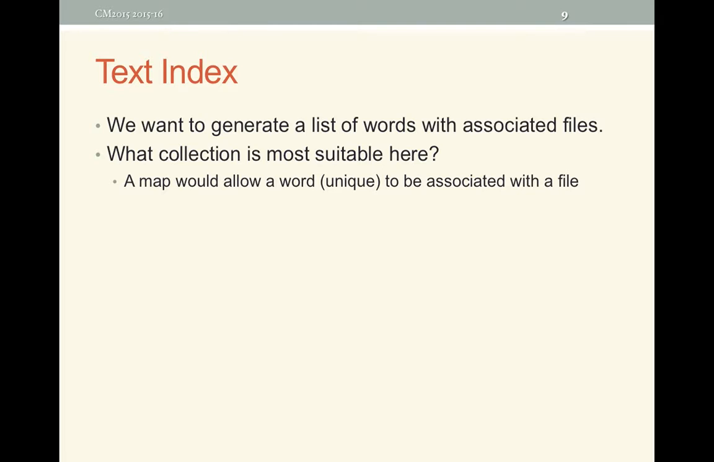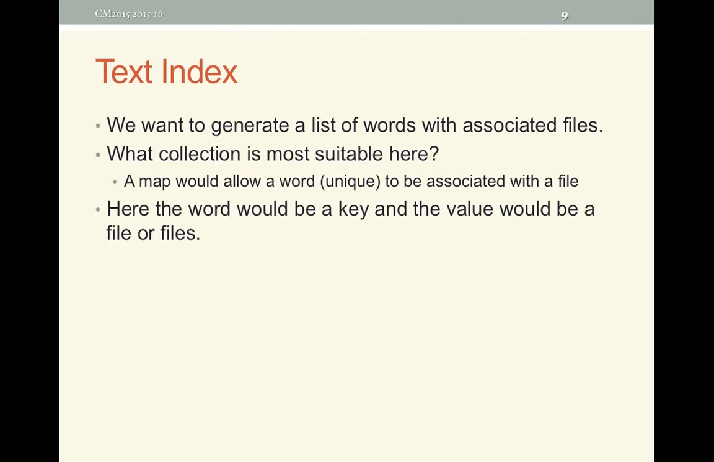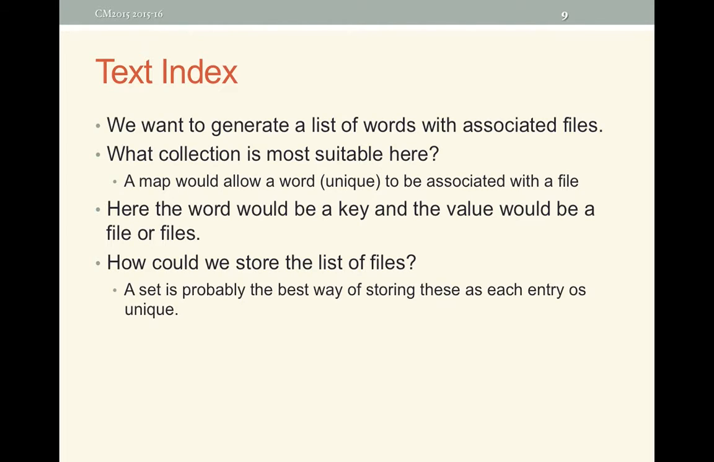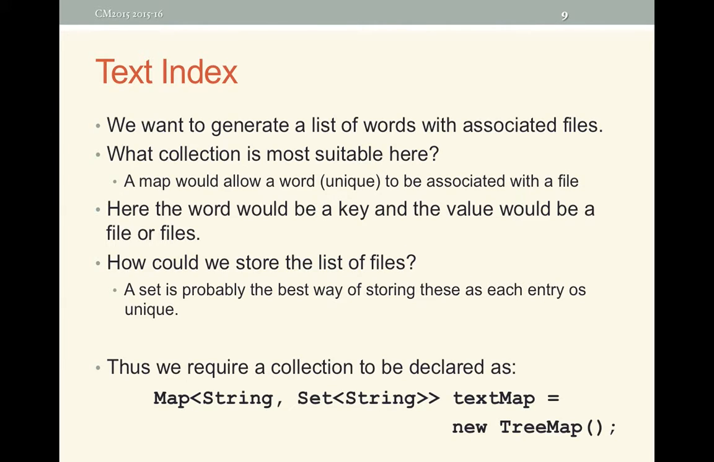A map could allow a unique word to be associated with a file or files. So the key would be a word, and the value would be a file or files, depending on how many we've loaded. How to store the list of files? Well, use a set probably, because once something's been added, it doesn't get added again. So the best thing, I suppose, is if we use a tree map, then things will be ordered by the string, by the words, in the natural ordering. And so here, the strings are going to be words, and the set of strings is going to be a set of file names. Okay, let's have a look at that solution.